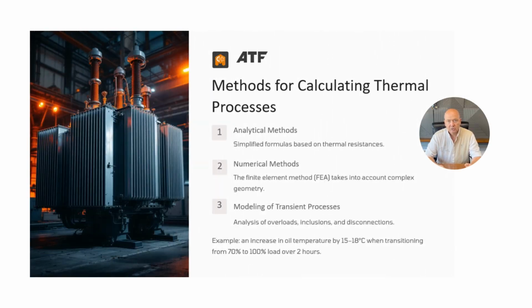Engineers use several methods to calculate thermal behavior. Analytical methods apply simplified formulas based on thermal resistance. Numerical methods, like finite element analysis or FEA, account for complex geometry and heat flow. Transient modeling simulates temperature changes during overloads, switching, or shutdowns. For example, calculating oil temperature rise during a shift from 70% to 100% load over 2 hours might show an increase of 15 to 18 degrees Celsius. Is that critical? It depends on the starting temperature and the type of cooling system.